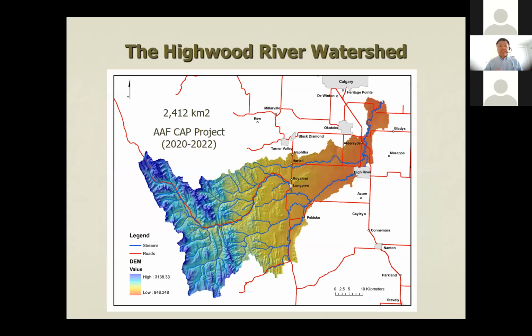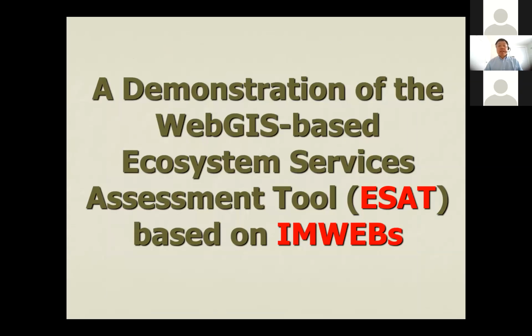So next is the Highwood, close to Calgary. That's the watershed we're going to model. So that's where we're at. Without further ado, I will finish the presentation and let Sean give you a demo.